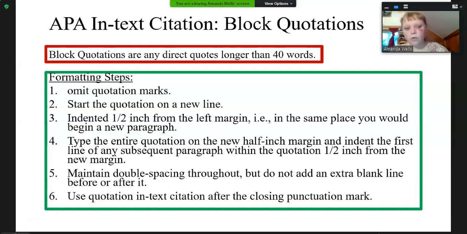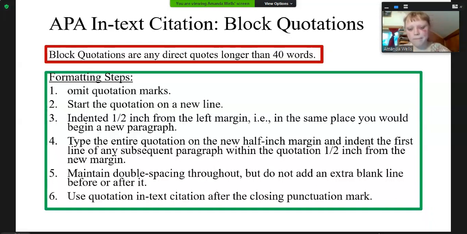It's okay to use a long quote if you need to, but when you do use it, it has to be formatted properly. First thing you're going to do is omit the quotation marks on it. That sounds kind of odd, honestly, because you're always taught to quote everything with quotation marks. But for block quotations instead, you're going to start the quotation on a new line, and you'll indent a ½ inch from the left margin. So just like you're beginning a whole new paragraph. The entire quotation is going to be indented by that ½ inch. So it's like every single line is a whole new paragraph.